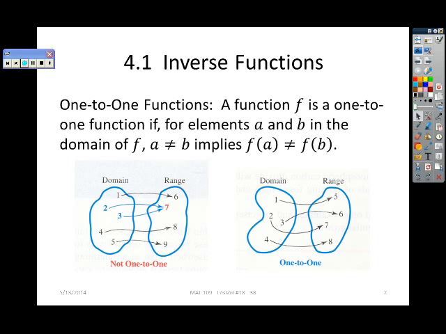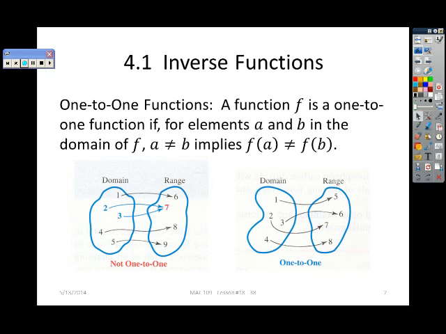The reason we do that is we need to be able to move back and forth in either direction without any ambiguity. If we're here just with a function, we can move from left to right and there's no ambiguity. But if we tried to go from right to left, we wouldn't know for this number 7 where we would be winding up. So you need this situation.